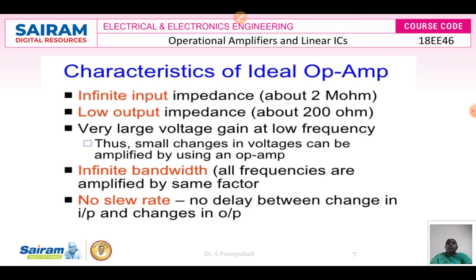Next, very large voltage gain, which is going to be at low frequency there. So here gain itself is output by input. So in that case my op-amp should have a large voltage gain at low frequencies there. So here in this we say that open loop gain is going to be around 2 lakh. Next is infinite bandwidth. So infinite bandwidth is, whatever frequencies I am going to use within this bandwidth, it is all going to be amplified without any distortion there.